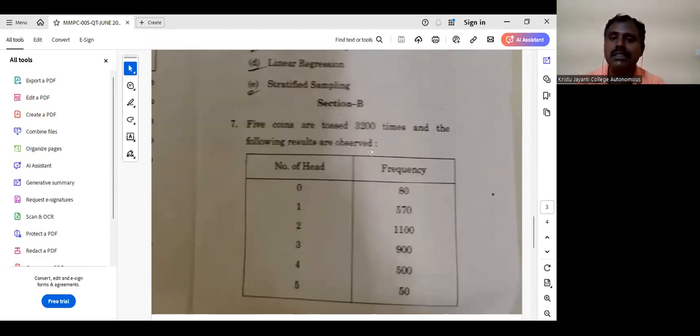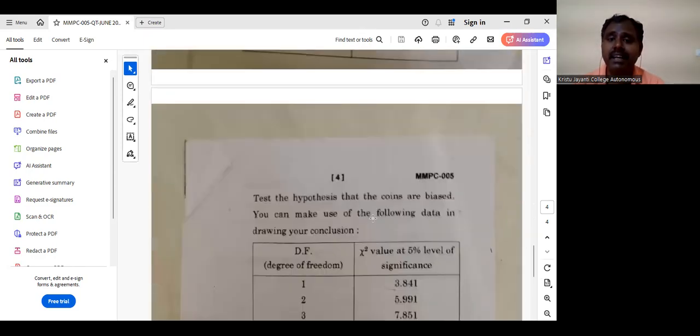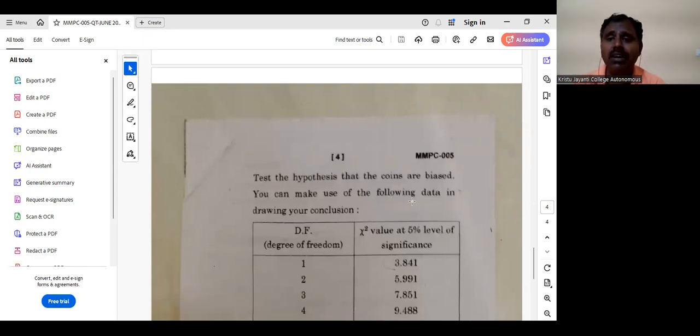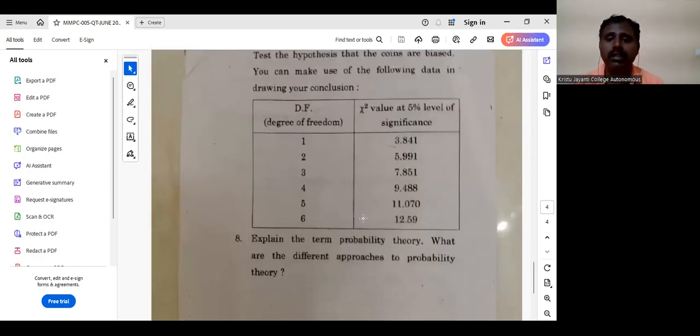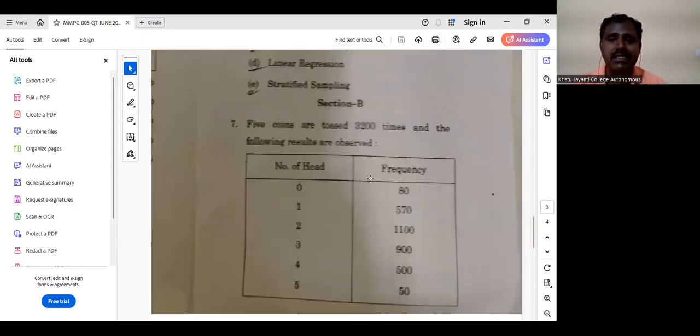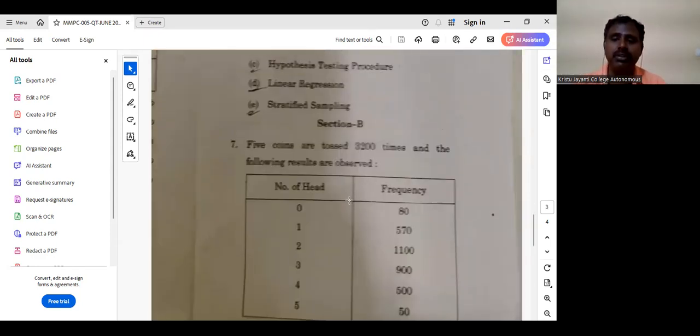5 coins are tossed 3,002 times and the following results are observed. And they given test the hypothesis that the coins are biased. And you can make use of the following data in drawing your conclusions. Okay, so this question, it is a very, very lengthy question. I have the answer with me. I will share the answer with you.